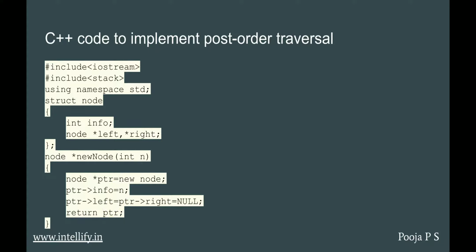Here we are creating a pointer variable of the structure and we are assigning info, that is n, the number of nodes, and we are assigning the left and the right to null, and we are returning the ptr value here.